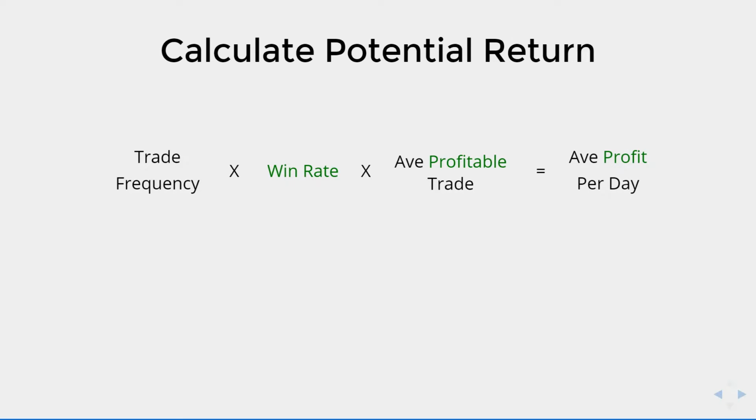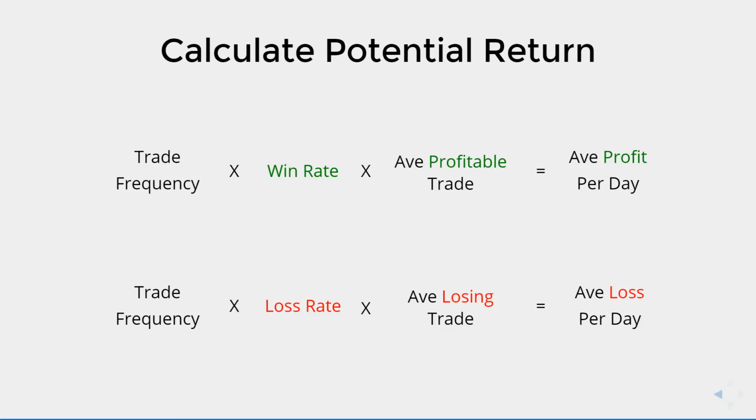Now that we've worked out these key numbers, we can use them to calculate the average profit or loss per day. Once we know that, we can multiply that particular number by however many days you want to estimate your return over. So the first step is to work out the average profit per day and then the average loss per day. To work out the average profit per day, we take the trade frequency and multiply it by the win rate, and then multiply it again by the average profitable trade size that we worked out earlier. That gives us the average profit per day. And then, to work out the average loss per day, we take the trade frequency, multiply it this time by the loss rate, and then multiply again by the average losing trade size, and that gives us the average loss per day. So let's jump back to our spreadsheet and work these out.